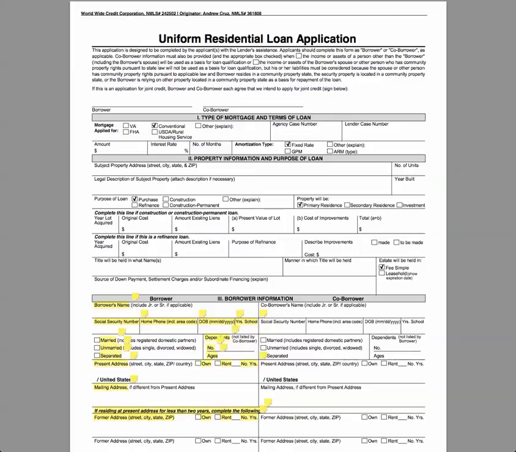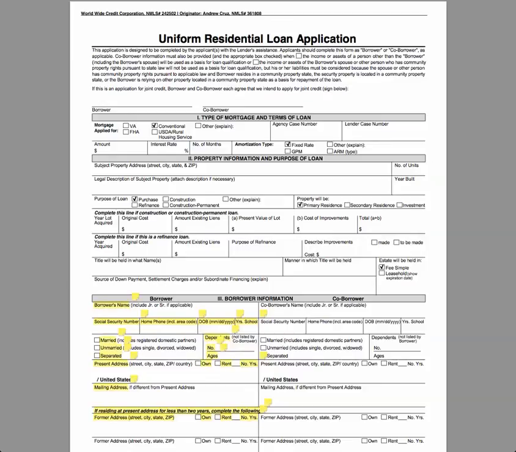At the very top, you'll see where it says borrower and co-borrower. If there is both, you need to both sign the top here. You will fill out section 1, type of mortgage and terms of loans. It's already pre-selected as conventional. However, if you're doing a VA financing application or an FHA financing, go ahead and mark that.